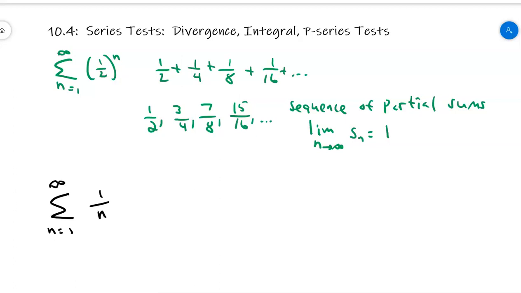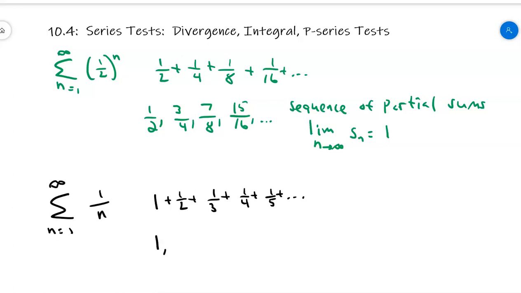Now, that's not a terrible sequence or a terrible series, right? We start with 1 over 1 plus 1 over 2 plus 1 over 3 plus 1 over 4, and it looks like the numbers are getting smaller and smaller, which individually they are. But now take a look at the partial sums. The first partial sum is 1. The next partial sum is 1 plus 1/2.